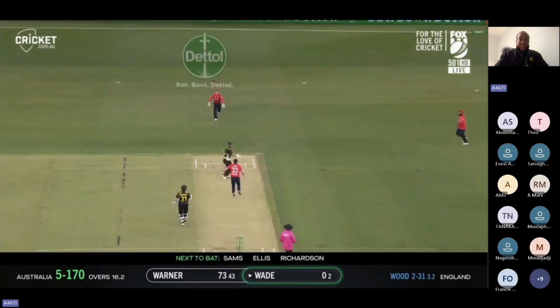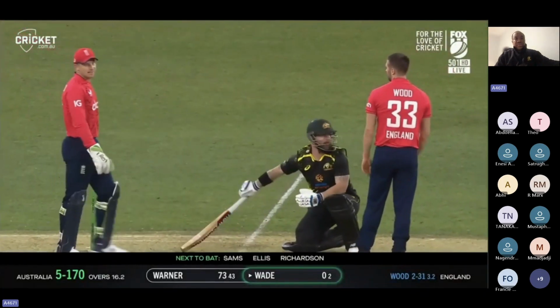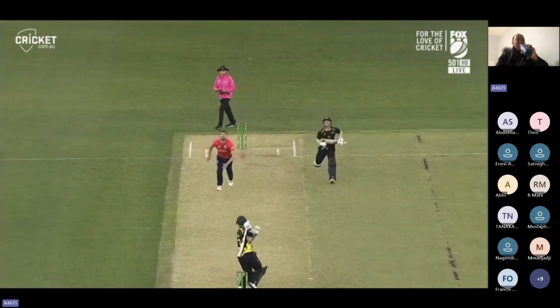Oh, there's bat into helmet, Butler, Wood. Whoa. Well, top edge on the lid.